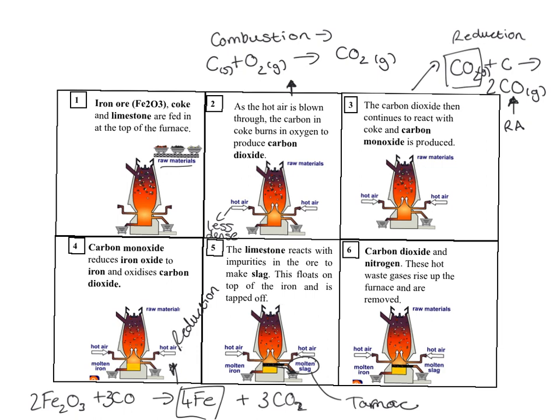Carbon dioxide and nitrogen, these are hot waste gases, rise up from the furnace and are released. So we've got to think, when we've got carbon dioxide, global warming. A couple of things going on here. This is about a 6-stage process. You need to learn it. It often comes up as 6 markers, and remember the couple of equations that I've put in.